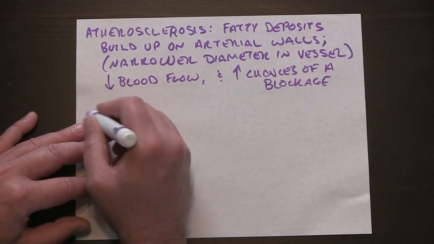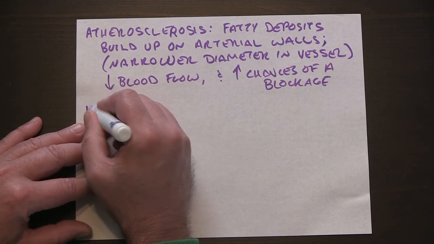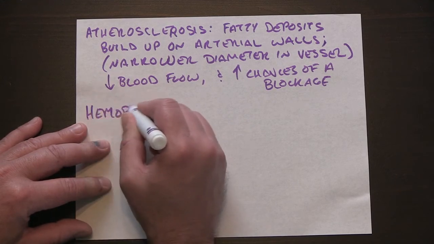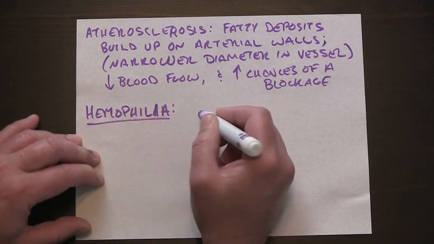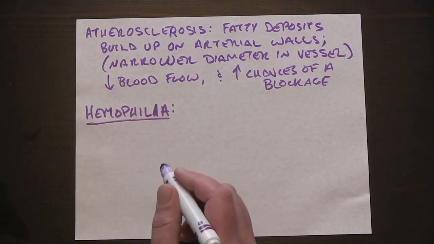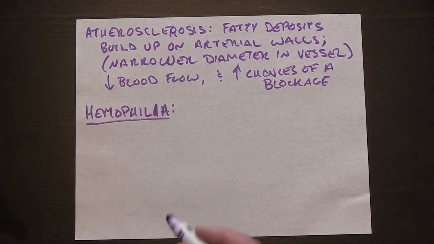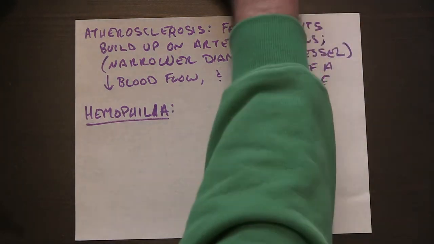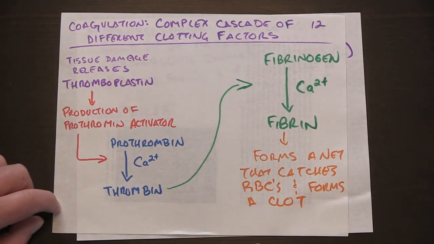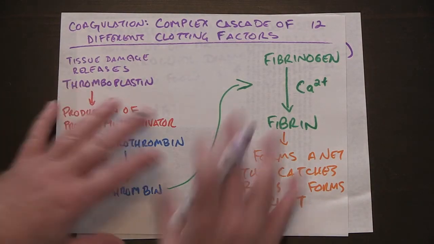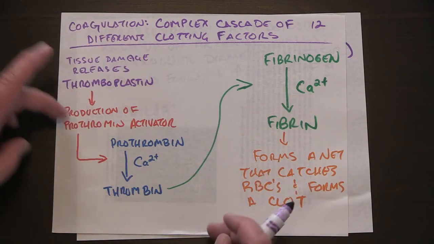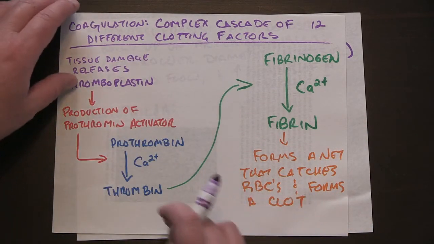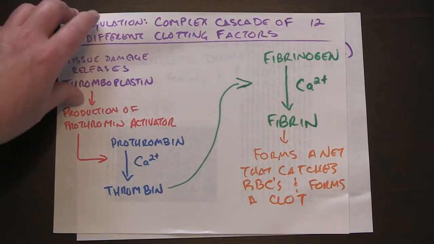And one more problem is hemophilia. Hemophiliacs are people that are lacking or have less of one of these clotting factors. It's not any of these that are on here, but there are other factors involved. Like I said, there's 12 of them. You're only seeing a couple of them here. If they have less of one of these factors, then the whole cascade doesn't work like it should.